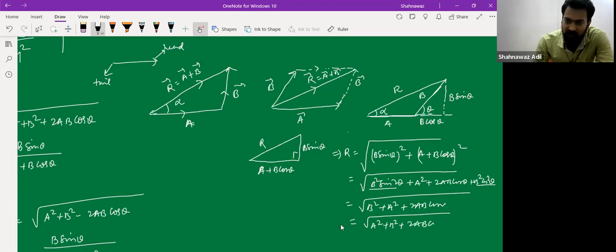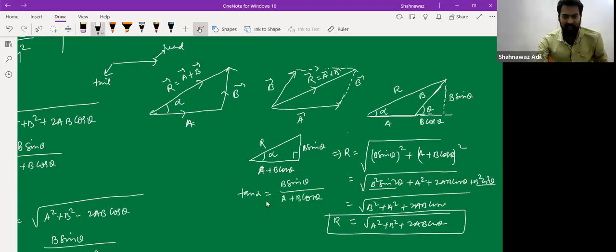This is for the addition of the vectors, right? And what would be the angle? So this is the angle alpha. So tan alpha is P by B, so B sine theta upon A plus B cos theta. So this is how you calculate.